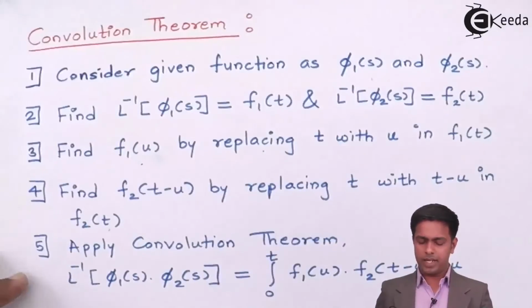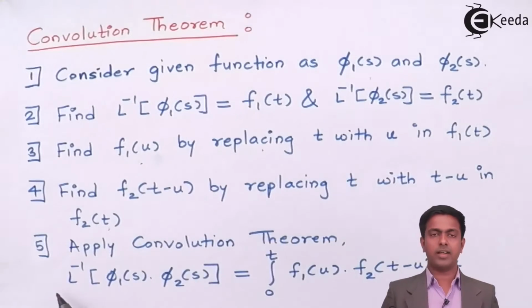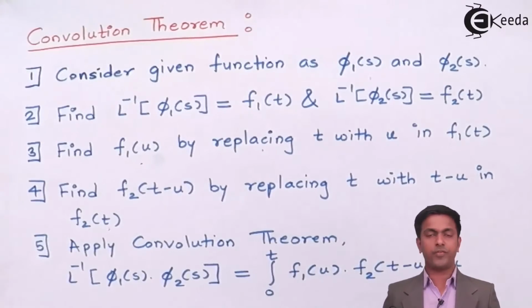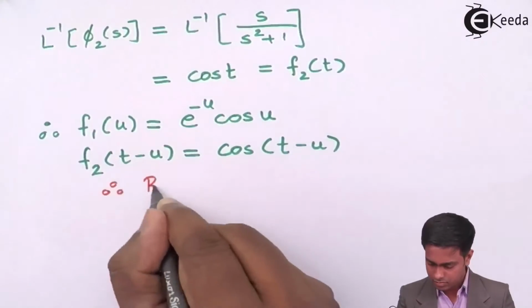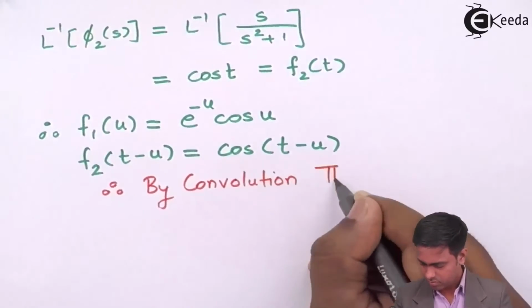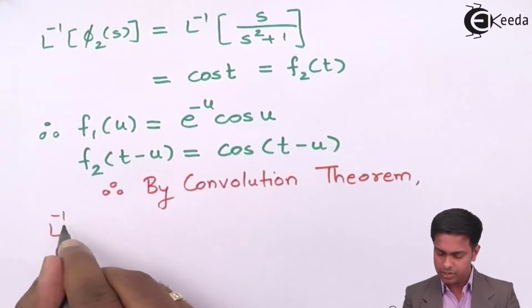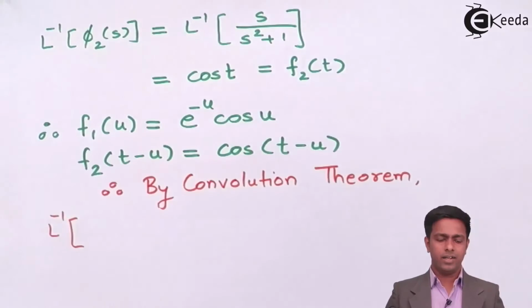And now let's apply the last step, and which is nothing but the convolution theorem. So by convolution theorem, the inverse Laplace transform of this is integral 0 to t f1 of u into f2 of t minus u du. So let's put the values together. So here I'll say by convolution theorem, it is Laplace inverse of phi 1 of s into phi 2 of s. So multiplication of that will be the original function.